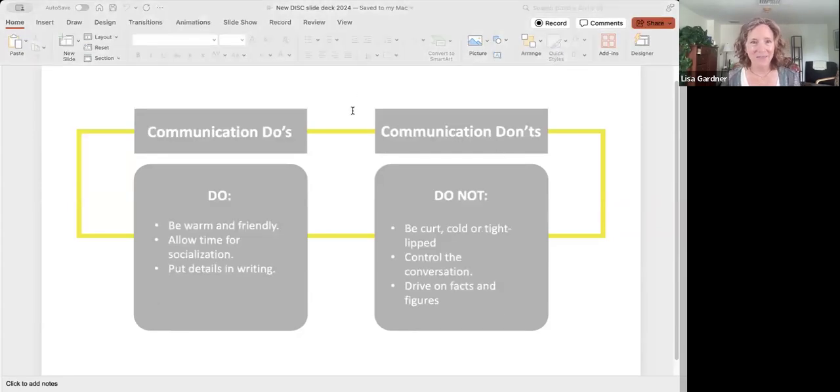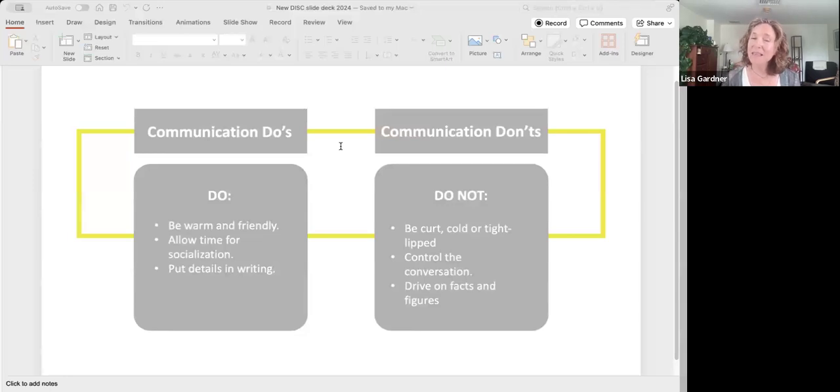Communication do's and don'ts. High I's are generally easy to get along with because they're people-oriented. You will get the most out of a high I if you can bring more warmth and friendliness to your conversations. Create time for socialization. And if there are any important details, don't share them verbally, write them down. High I's do not like it when people are curt, cold, or tight-lipped. And if you don't allow time for them to discuss their ideas, and if you only focus on facts and figures, they really struggle.